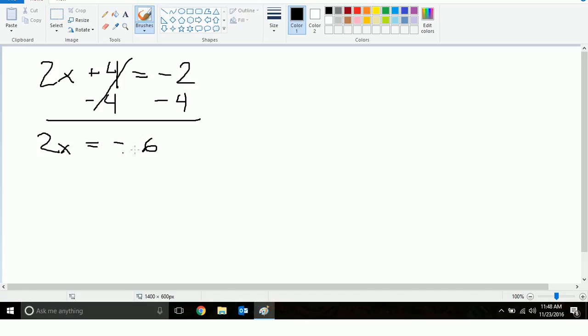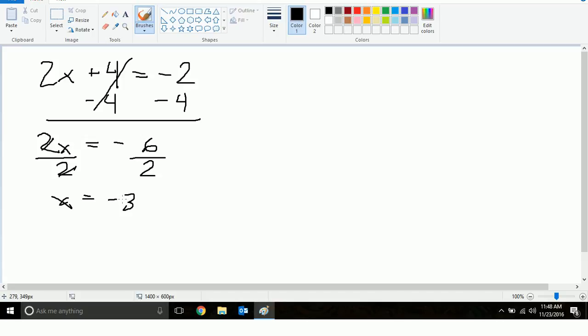Now we want to get rid of the times 2. So the opposite of multiplication is going to be division. We're going to divide that by 2. We're going to divide that by 2. Those are going to get rid of each other, cancel out, and then we're going to have x equals -6 divided by 2. -6 divided by 2 is going to be a -3. A negative divided by a positive is going to be a negative. So we have x equals -3.